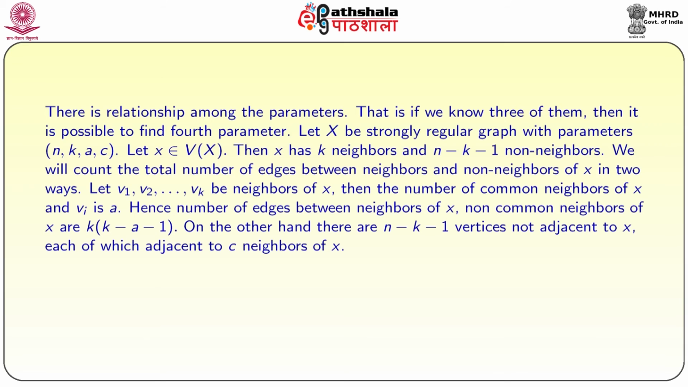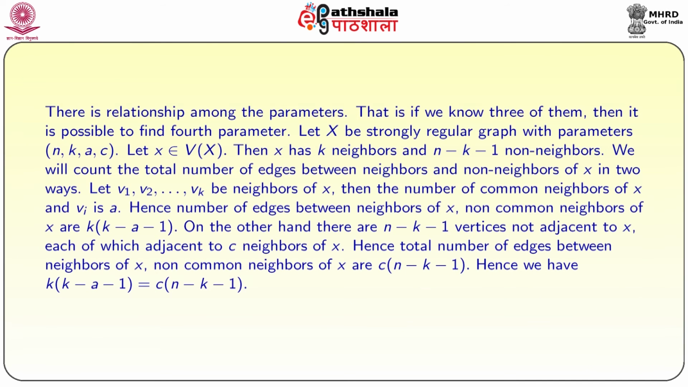On the other hand, there are n minus k minus 1 vertices not adjacent to x, each of which is adjacent to c neighbors of x. Hence, the total number of edges between neighbors of x and non-neighbors of x is c times (n minus k minus 1). Hence, we have k times (k minus a minus 1) is equal to c times (n minus k minus 1). So, that is the relationship between the parameters n, k, a and c.